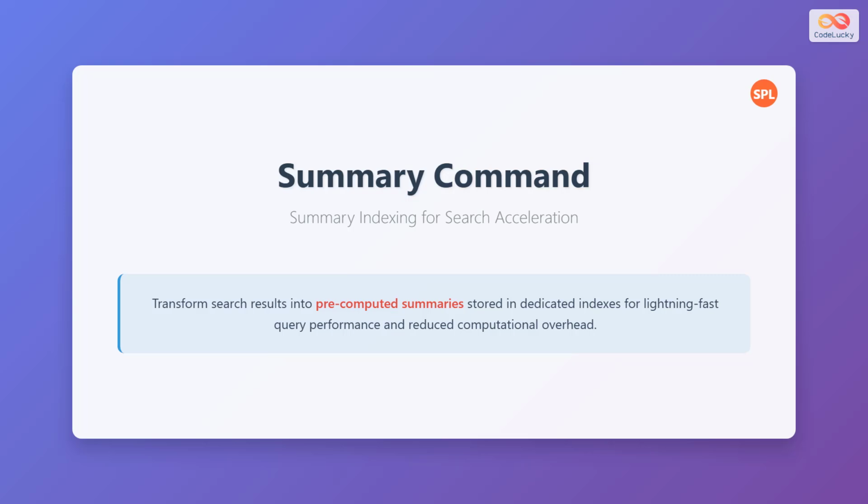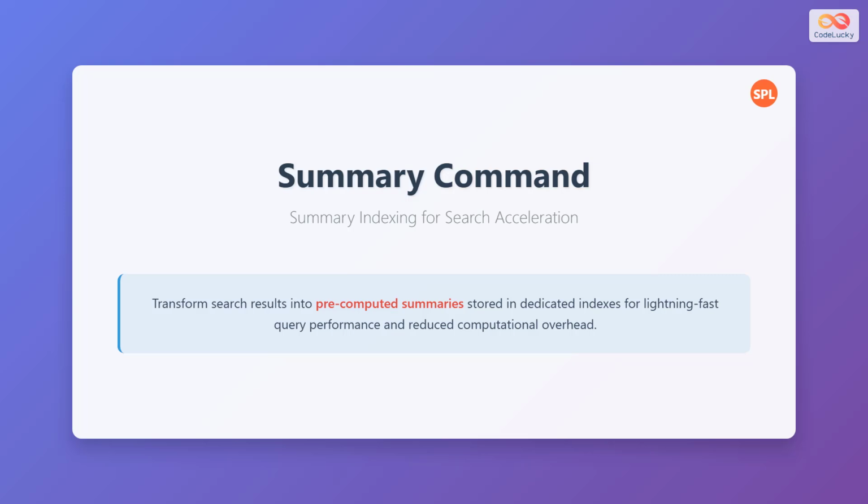Welcome to our comprehensive guide on Splunk Summary Indexing. The summary command is a powerful feature that transforms search results into pre-computed summaries stored in dedicated indexes. This technique provides lightning-fast query performance and significantly reduces computational overhead. By creating summary indexes, you can accelerate your searches and improve the overall efficiency of your Splunk environment.